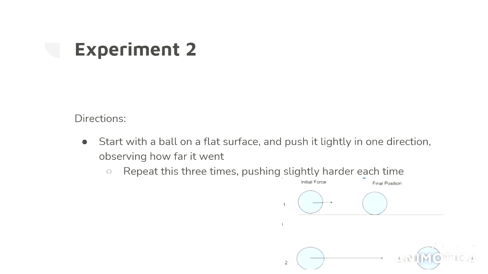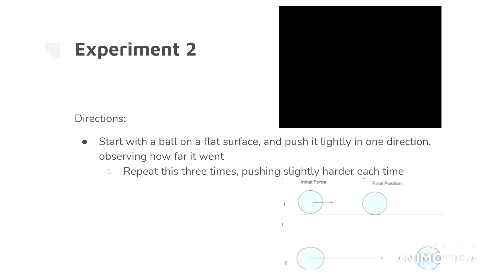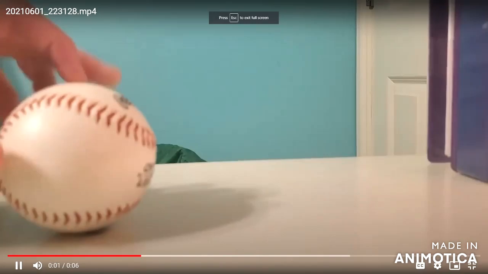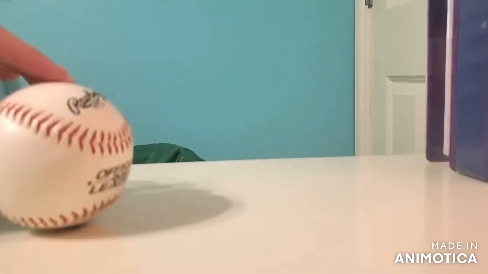We're now going to move on to our second experiment. You're going to start with the ball on a flat surface and you're going to push it lightly in one direction, observing how far it went. You're going to repeat this 3 times or so, pushing slightly harder each time. As you can see, it starts with a very light push, and the push increases each time.